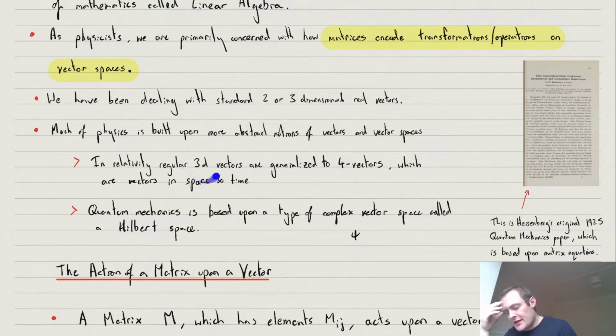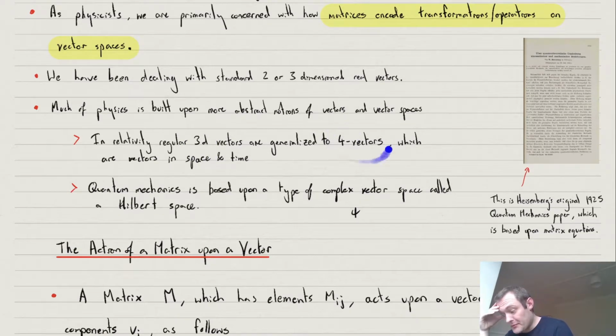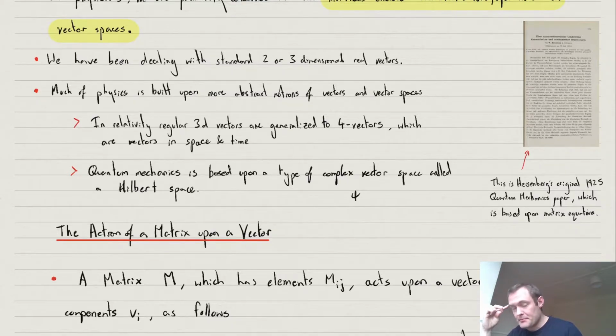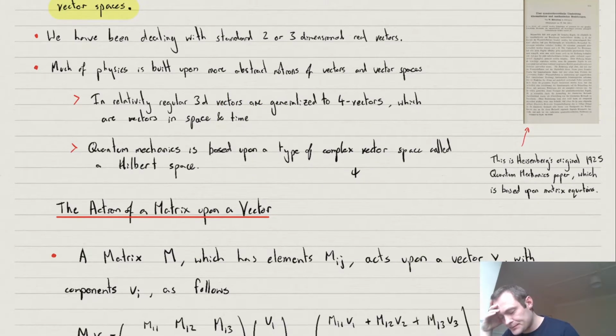So your regular 3D vectors in relativity are going to become 4-dimensional vectors, 4-vectors, which you can think of as vectors in space and time. And yes, matrices are going to act upon those types of vectors. Quantum mechanics is really the big area for matrices, though. So in quantum mechanics, the quantum state, psi, is a type of complex vector that lives in a complex vector space called a Hilbert space.